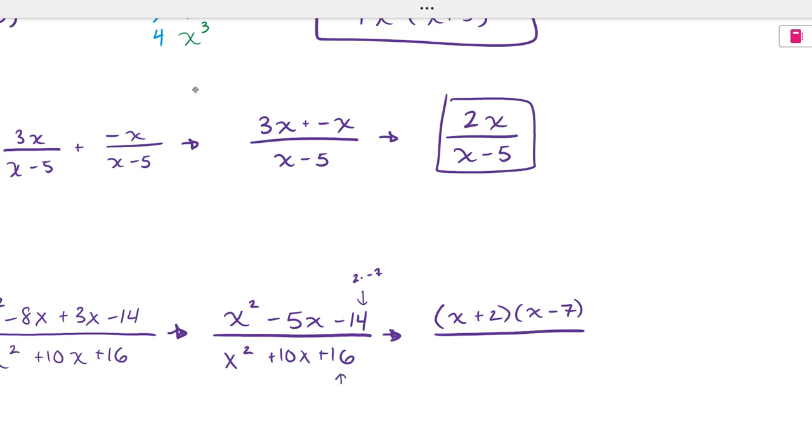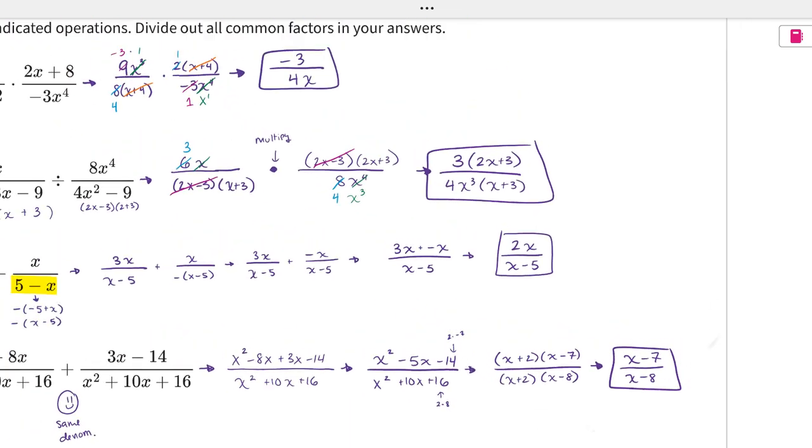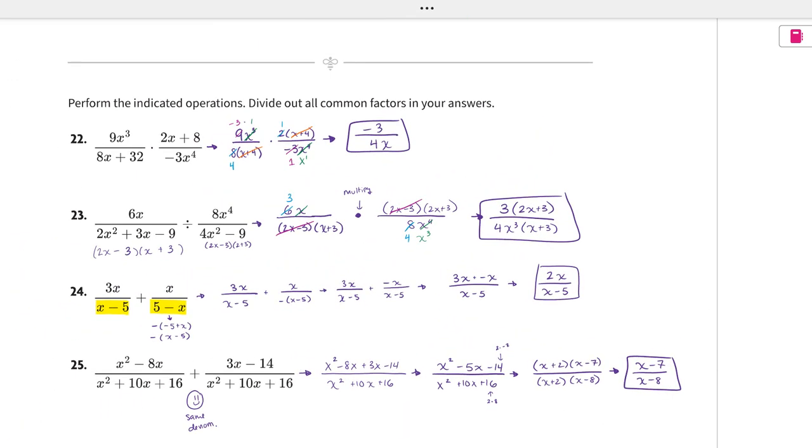Now factors of 16 that add to 10, right? So there's 2 times 8. So x plus 2 times x minus 8. And since we have an x plus 2 on the top and the bottom, we can reduce this to x minus 7 over x minus 8. So we have added and reduced.